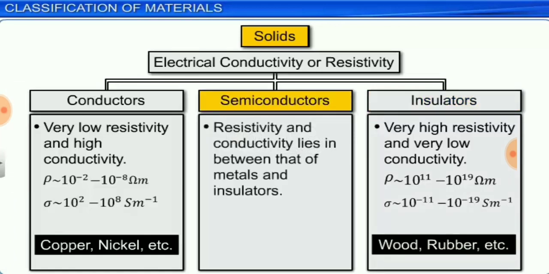Semiconductors have resistivity and conductivity that lie in between those of metals and insulators. Thus, they have lower conductivity and higher resistivity than metals, and higher conductivity and lower resistivity than insulators. The resistivity ranges from 10^-5 to 10^6 ohm meter. Conductivity ranges from 10^5 to 10^-6 Siemens per meter.